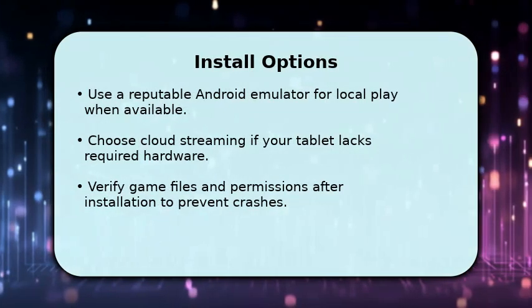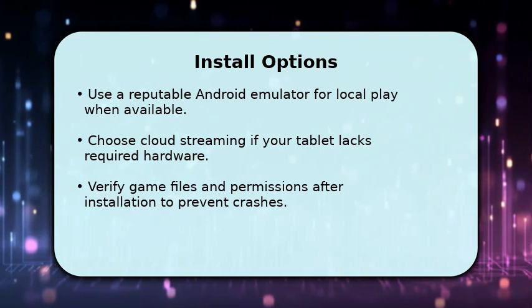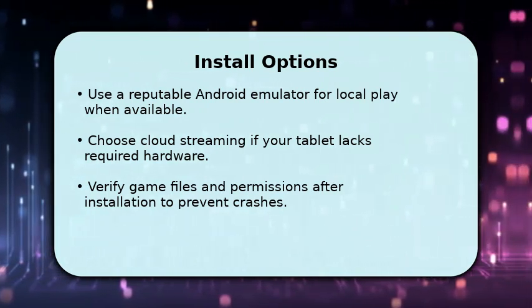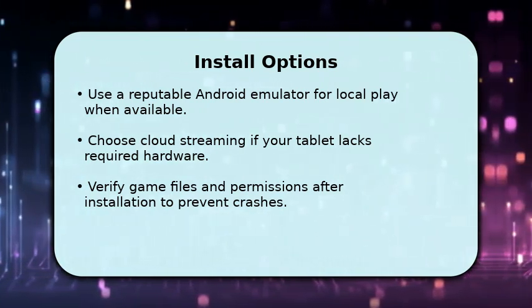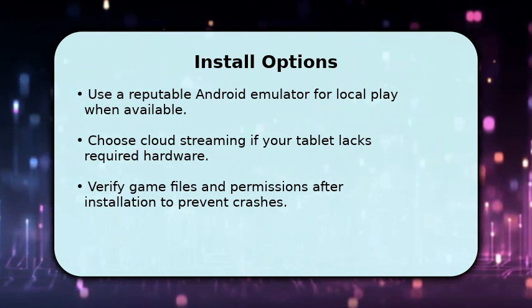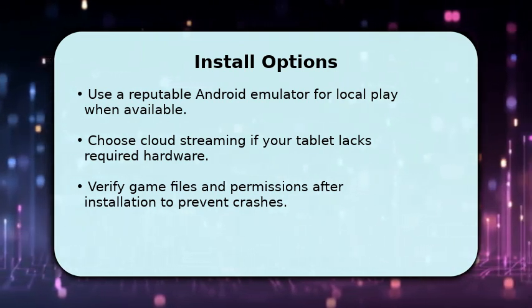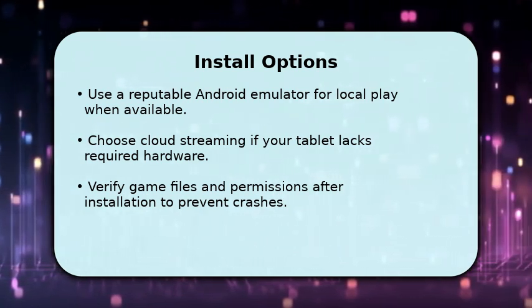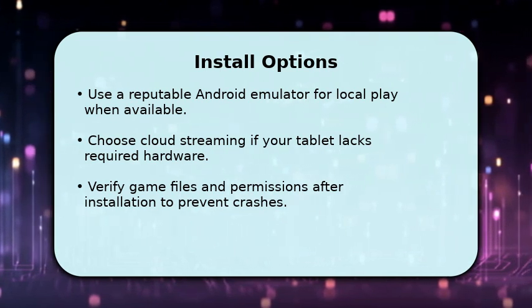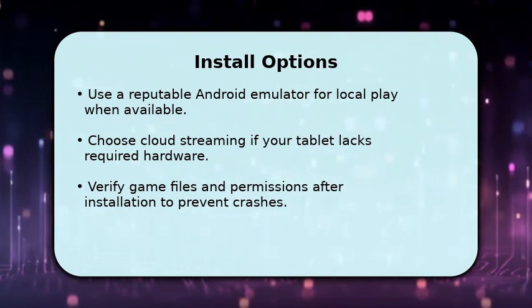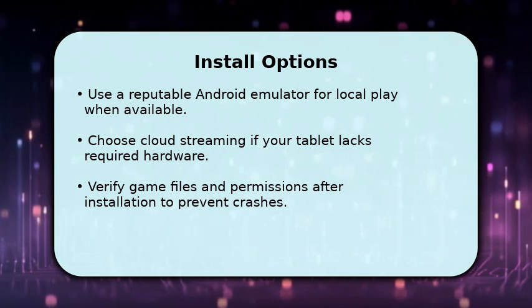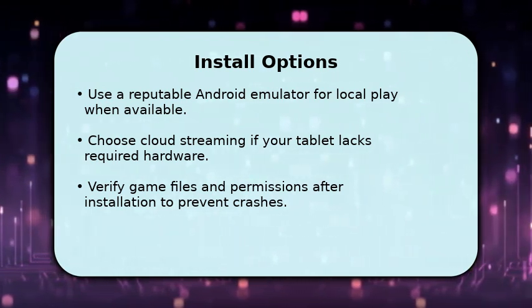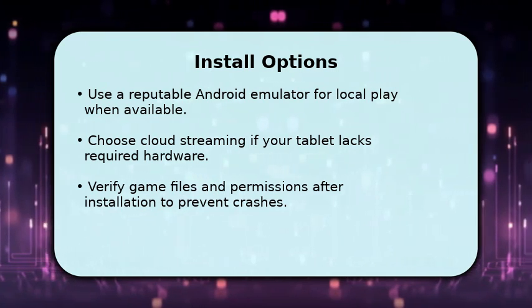Begin by selecting the install path that fits your tablet and internet speed, either local emulator installation or cloud streaming from your PC. For local installs, follow emulator setup, allocate sufficient storage and memory, and install drivers if needed. For streaming, enable remote play on your PC, test latency, and configure resolution. Always sign in to your EA account to sync saves and check control mapping before starting a new game session.